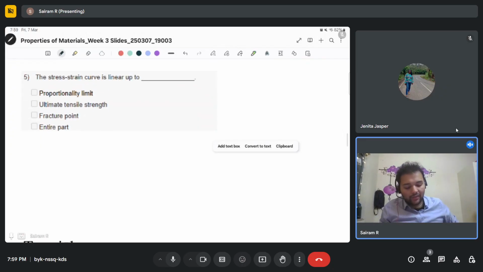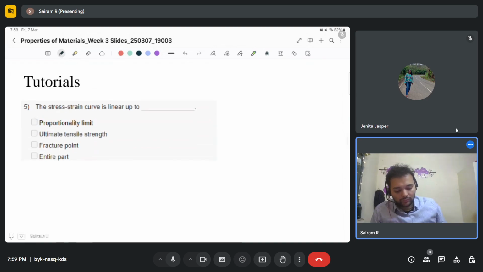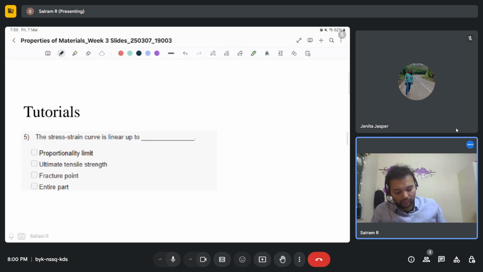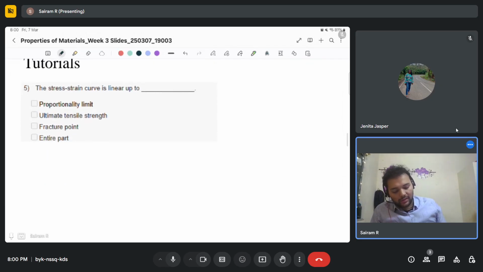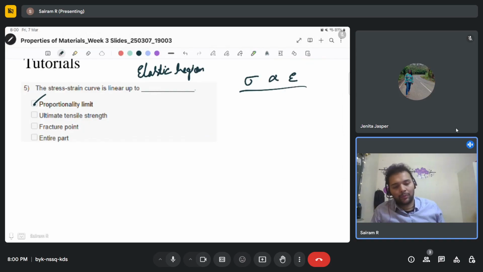The stress strain curve is linear up to the proportionality limit, beyond which, when we go to ultimate tensile strength or the fracture point, we go into the plastic region. It is linear only in the elastic region, and the elastic region is where your stress is directly proportional to strain. So, till the proportionality limit.